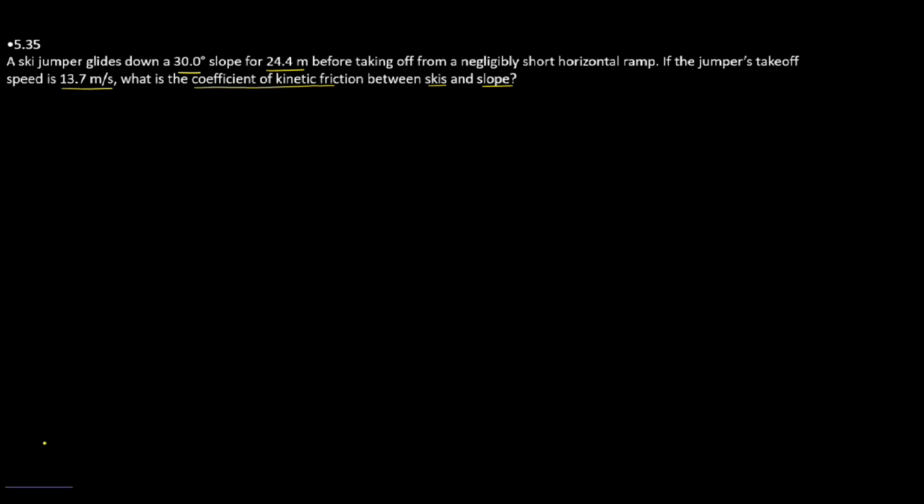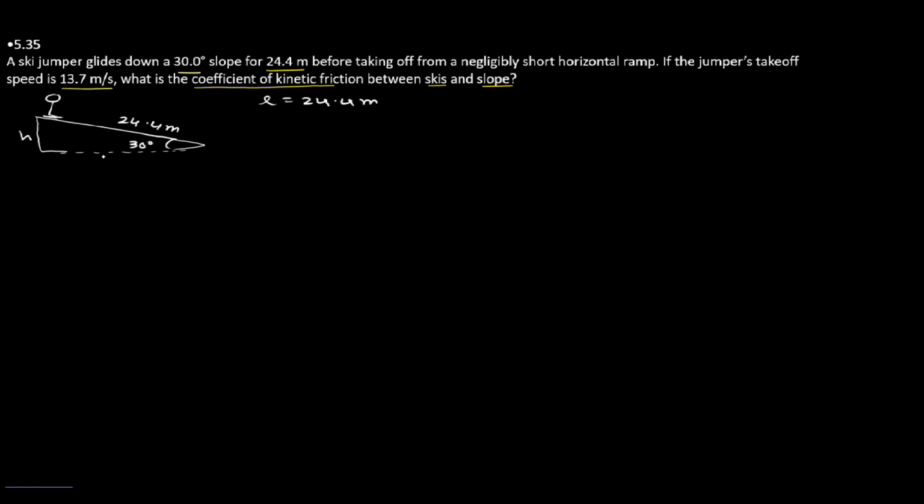Let us first sketch the problem. So let this be the slope, and the slope is making an angle of 30 degrees with the horizontal, and let h be the height of the slope. The person is skiing from here, and the length of the slope is 24.4 meters. This is the total length. Let us call that L, 24.4 meters.